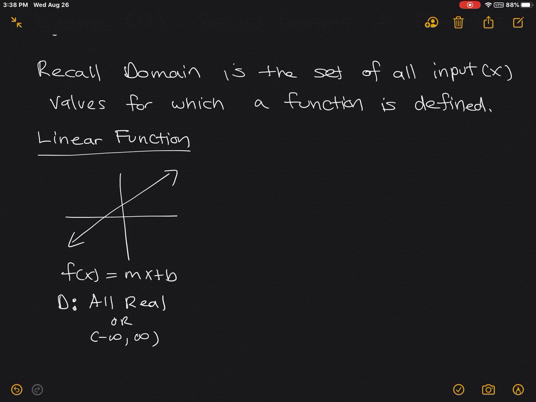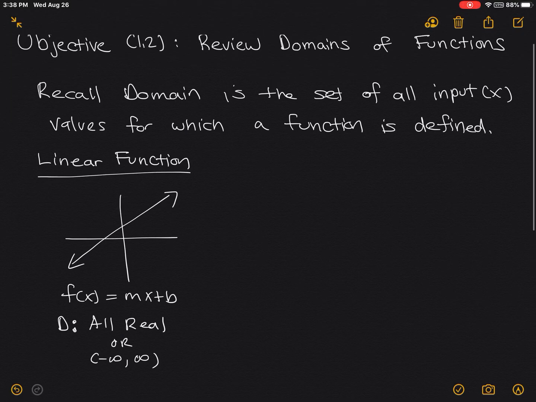Okay, so for all linear functions, in general, the domain is all real, or minus infinity to infinity. There are exceptions to the rule if there are holes in your graph, and that's applicable to any graph. But we'll talk about holes when we cover rational functions, okay? So just think of linear functions. In general, the domain is always all real.